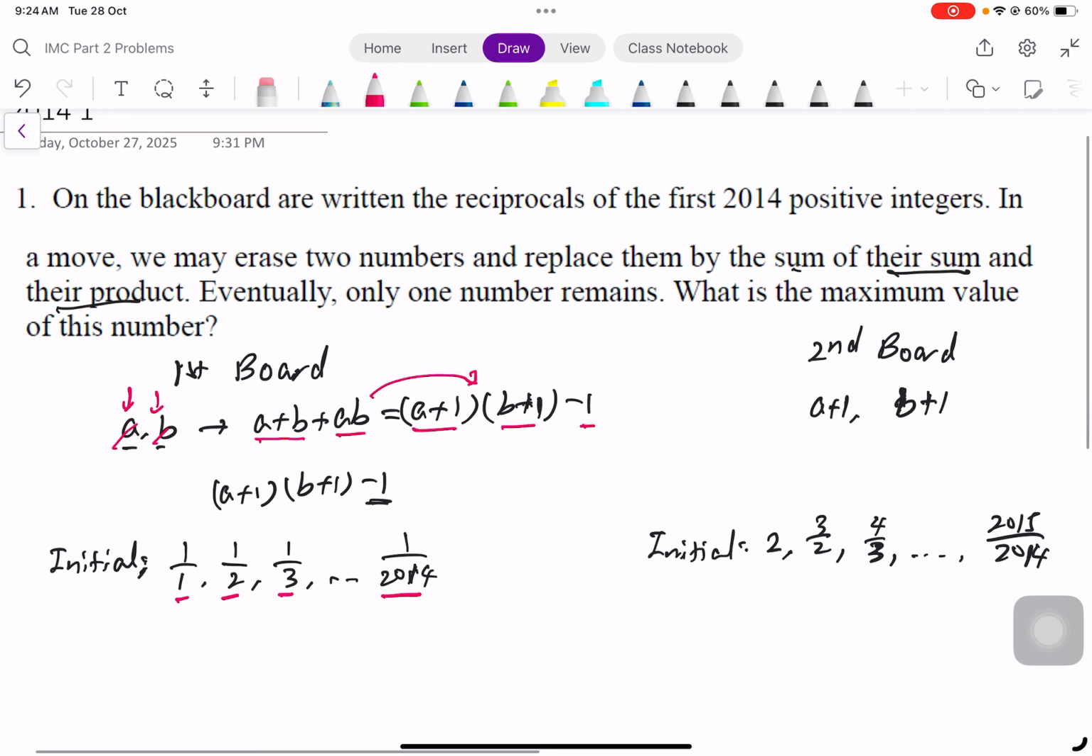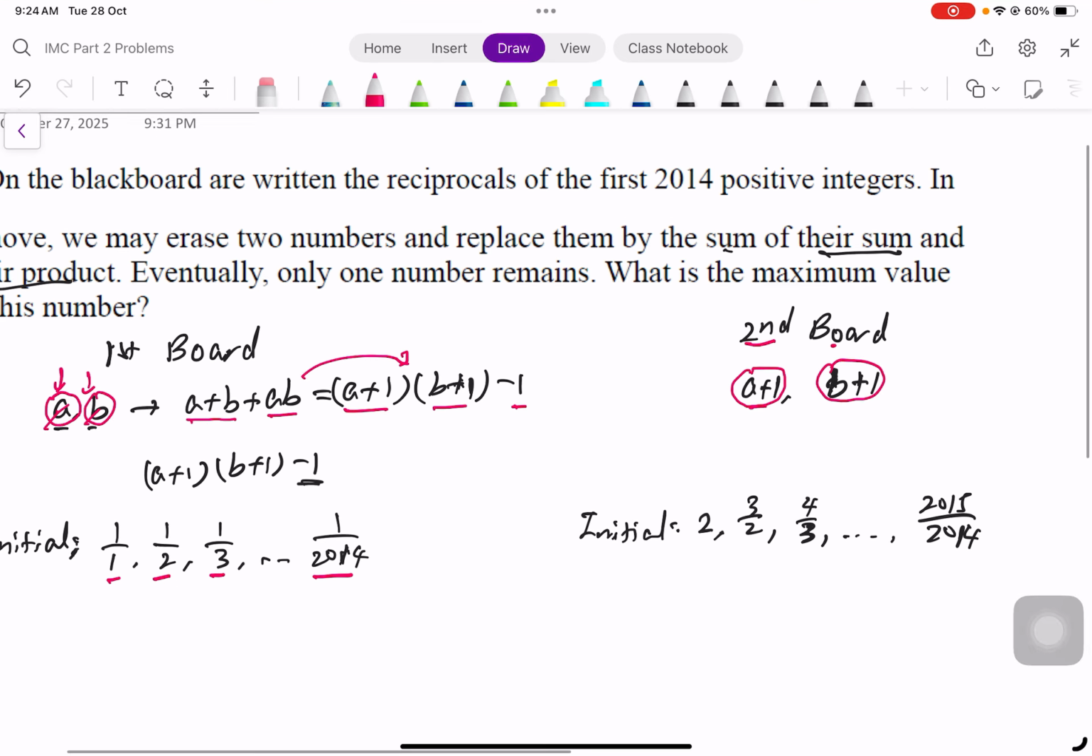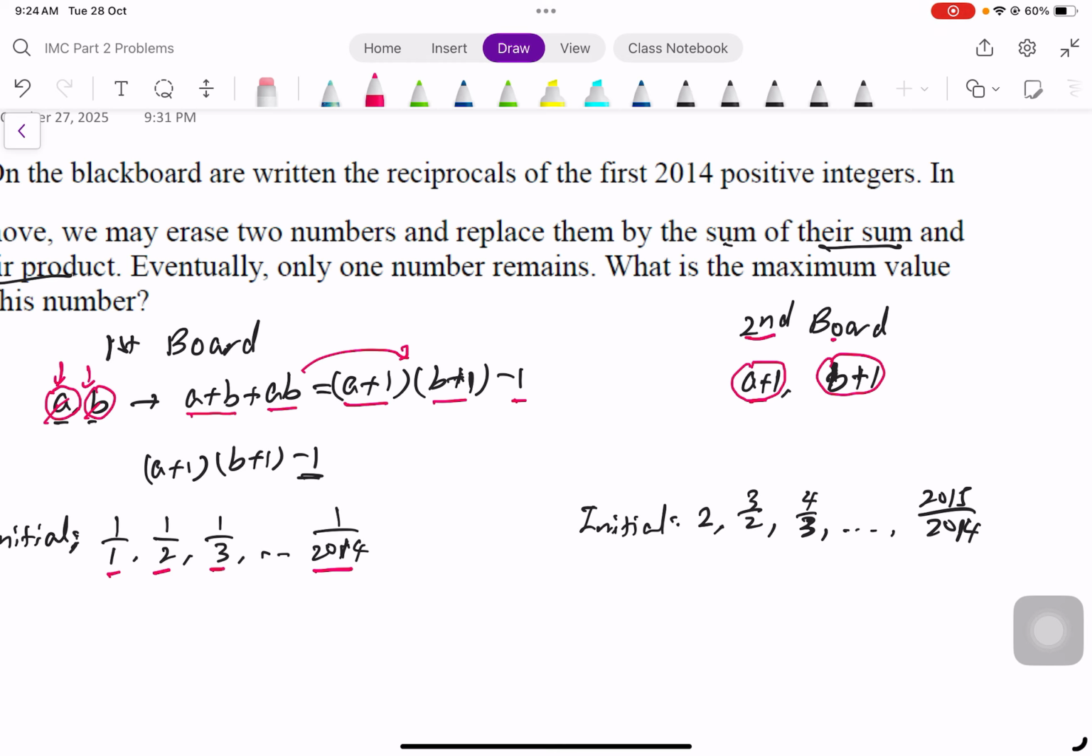Then why not we do a second board? The second board numbers are actually one more than the first board. Take for example, this number is A. Then in the second board, the number is actually A plus 1. And this number is B. The second board is actually B plus 1. Then can you see that when these two numbers are erased, you actually get this.